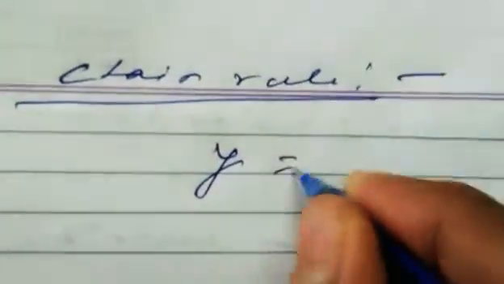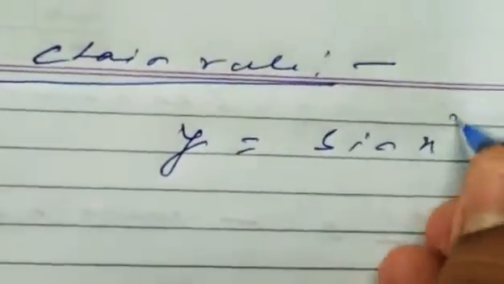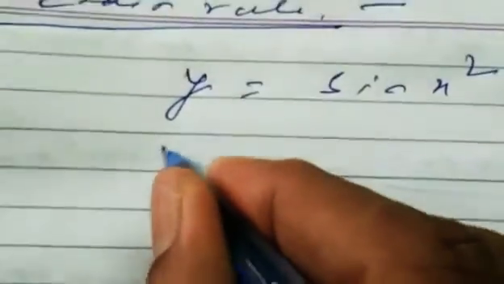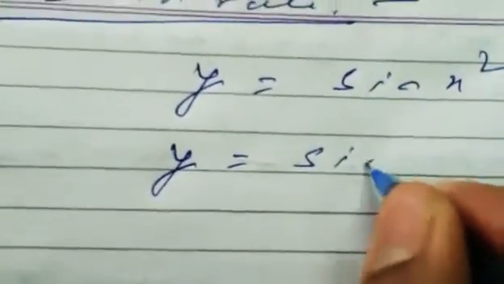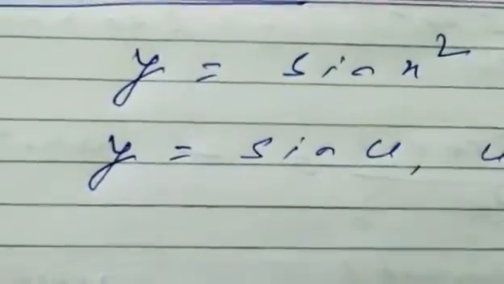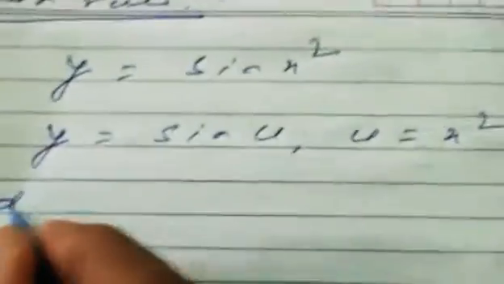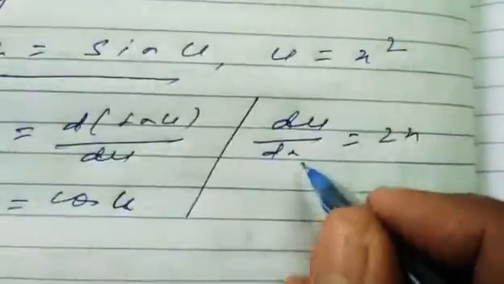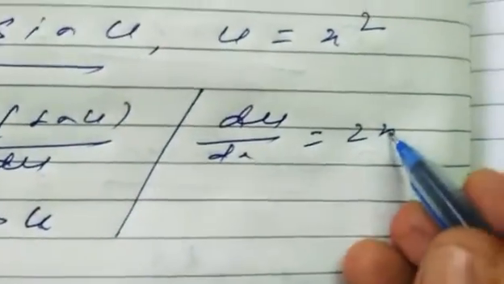Suppose y is equal to sine of x square, you have this function and you have to differentiate it. There are two ways to go. One is substitution. Y is equal to sine u, where we have taken u as x square. We can differentiate dy by du for this one. This is d of sine u, and as we know, this will be cos u. Then du by dx is equal to 2x, and then we'll club both.